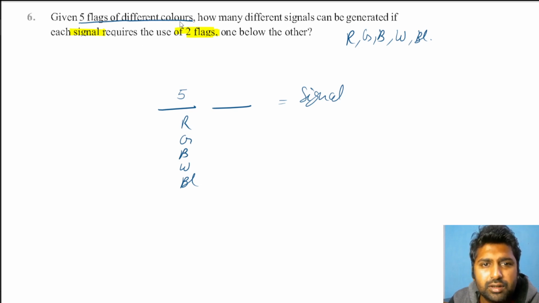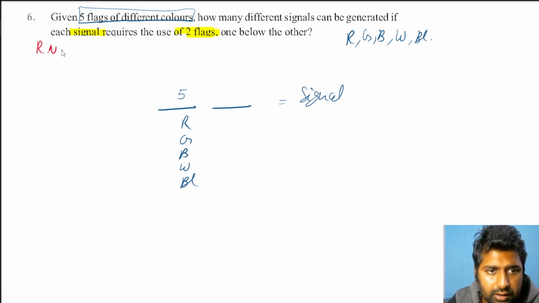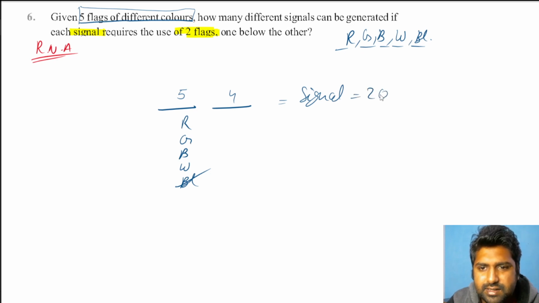Given 5 different colors, he's saying 5 different colors are there. That means one flag is available of each color, which means I cannot use a single flag more than once. That means this question is for repetition not allowed. You have to sometimes understand from the question whether repetition is allowed or not. He's saying 5 different color flags are there, that means each color flag will be used only once. For the next one you will then have 4 options. So how many signals? 20 such signals can be there. Multiply them.